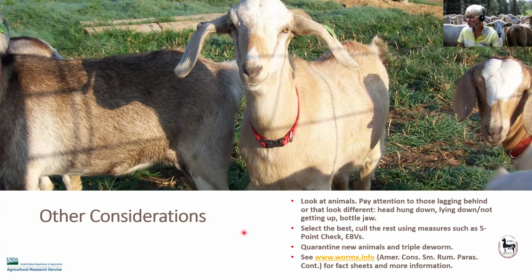Quarantine new animals, assume they have resistant worms, and use three dewormers from each class. If you're not sure what I mean about that, there's a fact sheet on combination dewormers that Ray Kaplan wrote, and I believe was updated recently. And any other information that you didn't get or want more information, like I said, visit the website. And that's what I got.